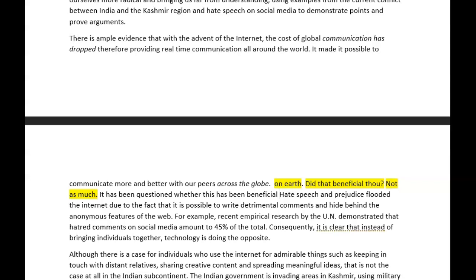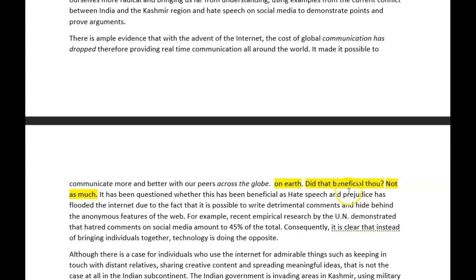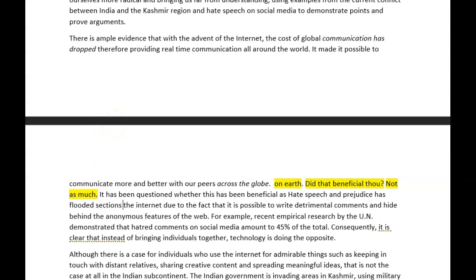Take one step away. Remember, it's an academic essay. Whether this has been beneficial as hate speech and prejudice has flooded sections of the internet. Now, it's not the whole internet. Be very careful making very general statements that you cannot prove are true. This is the whole thing about academic essays. You step away and you're writing an objective essay. Due to the fact it's possible to write detrimental comments and hide behind the anonymous features of the web.